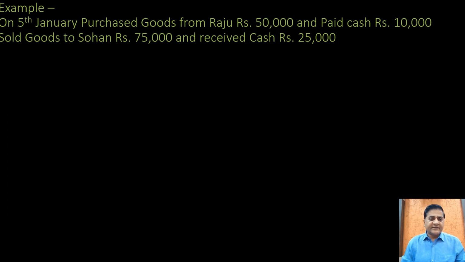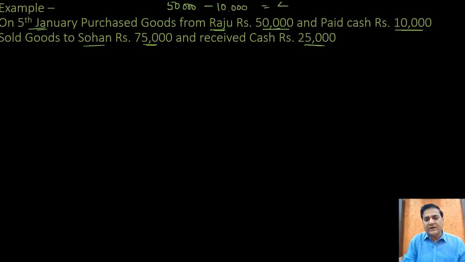Let us take another example wherein we say that on 5th of January we have purchased goods from Raju worth 50,000 and we have paid cash of 10,000 rupees. Similarly, on the same day we said that we have sold goods to Sohan for 75,000 and received cash of 25,000. Now what we are supposed to do is find out that the total purchase is worth 50,000, of which we have paid 10,000 in cash today itself, which means automatically the amount payable to Mr. Raju would be 40,000.